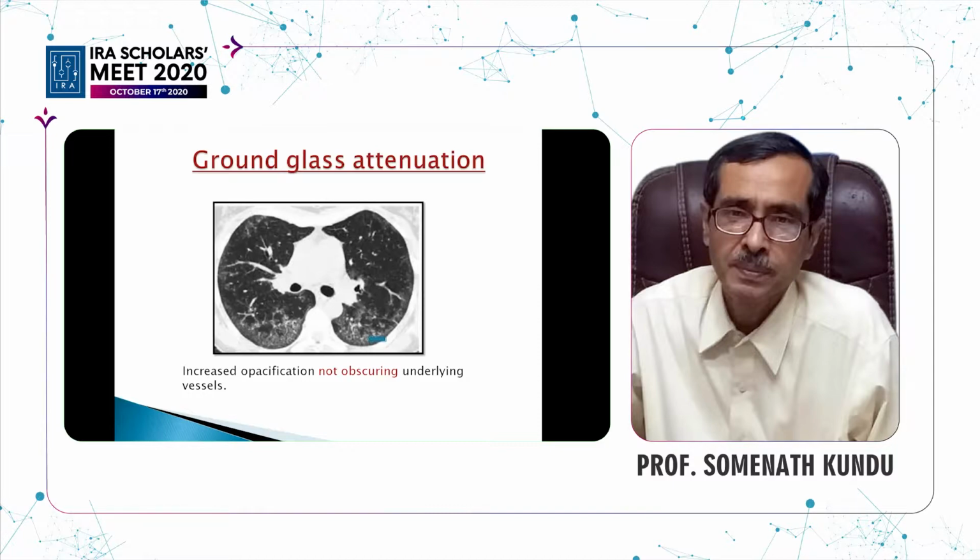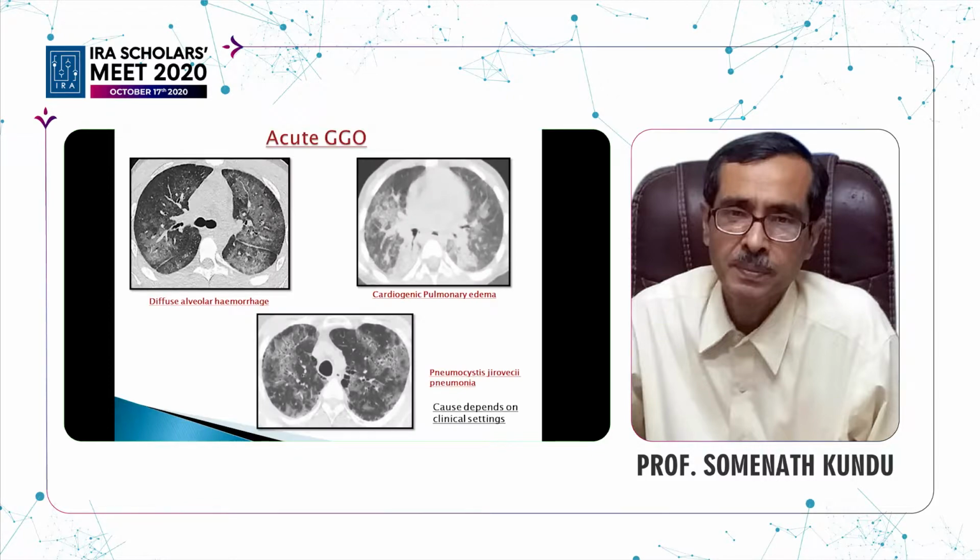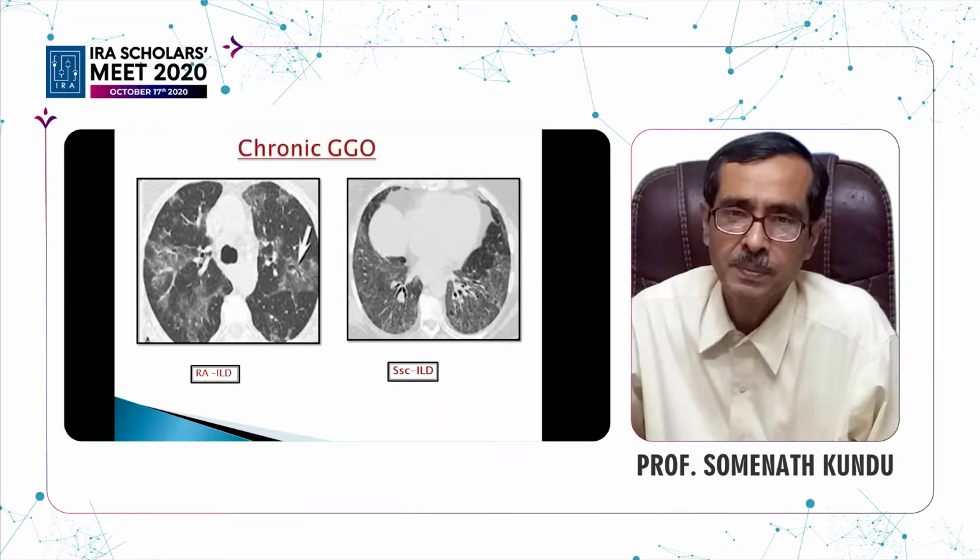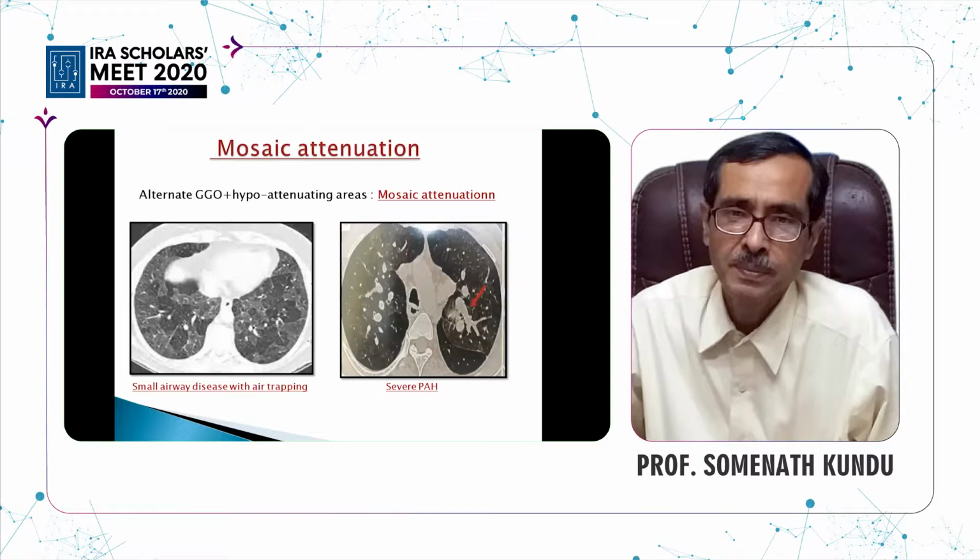It occurs in cardiogenic pulmonary edema or in infections, that is Pneumocystis or bacterial pneumonia. Subacute ground glass opacities, increased opacification in which you can see the blood vessels, and chronic ground glass opacities, which are classically seen in connective tissue disease associated interstitial lung disorders. We get alternate areas of ground glass opacity and hypoattenuating areas. Hypoattenuating areas means areas.